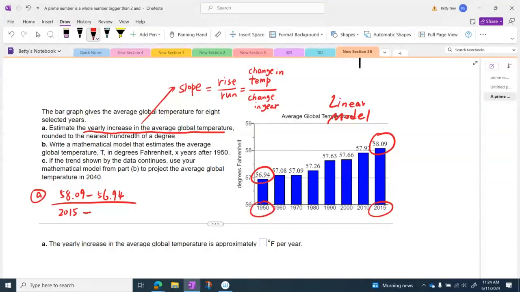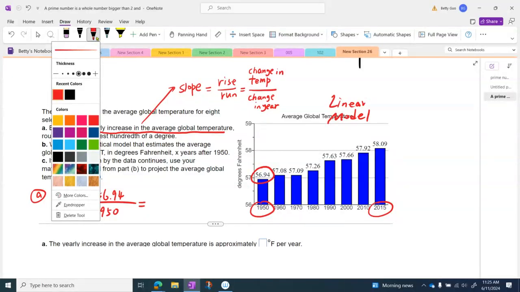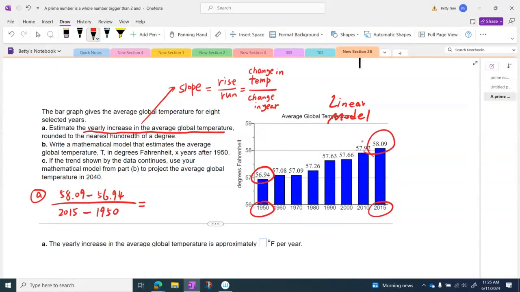Use 2015 minus the corresponding year for the lowest temperature, 56.94 Fahrenheit, which is 1950. Okay, and so part A, when you see something like this in Pearson, in MATLAB, just do this. Use the biggest temperature minus the smallest temperature. That's the numerator. Denominator, use the corresponding year for the highest temperature minus the corresponding year for the lowest temperature. And let's do the math.